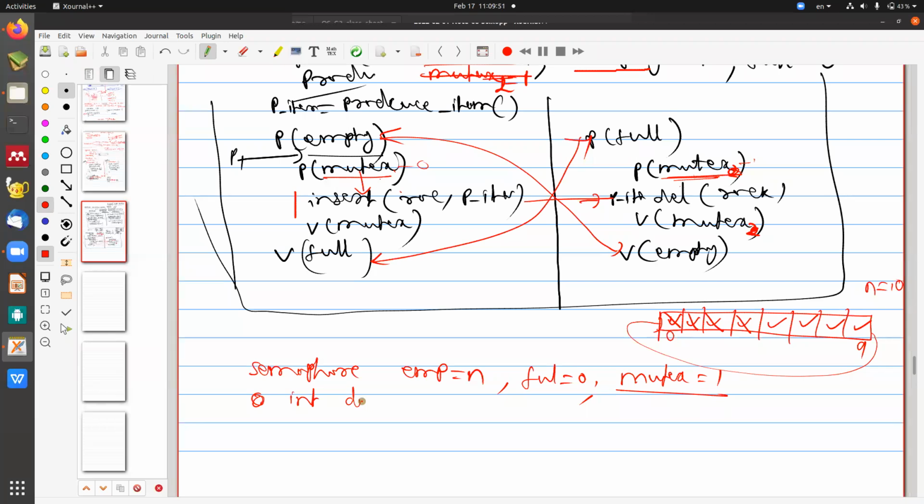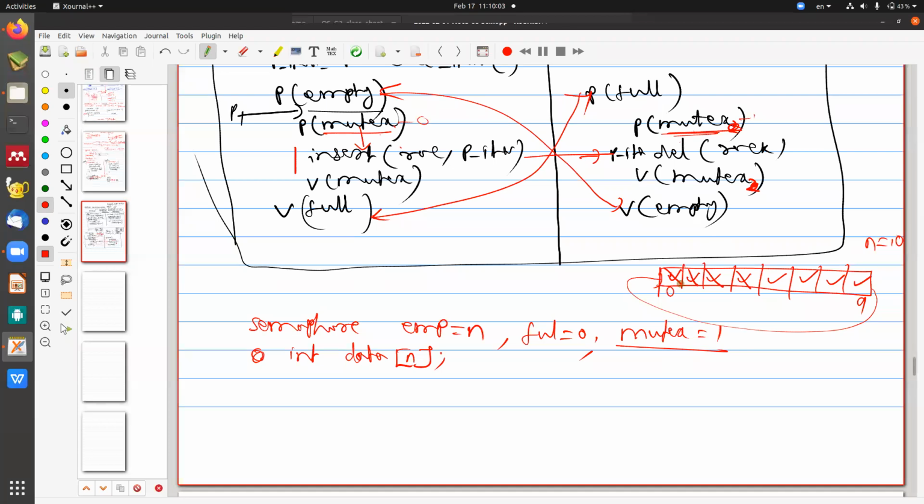That is an int, then data, and this data has n size. How do we maintain this? When a person has to be kept here, the next has to be kept here, and the next here. So for keeping this data, I'll take a variable p, and for receiving the data, I'll take s. But s will be confused with semaphore, so we'll take q. So p is for keeping the data, q is for receiving the data.